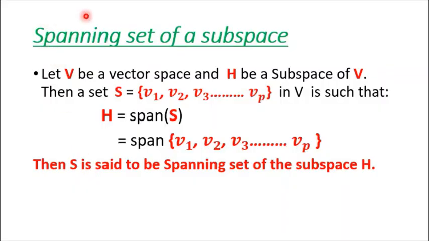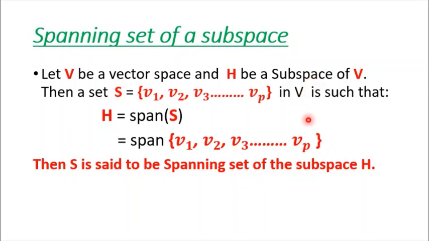Let us see what is spanning set of a subspace. Let V be a vector space and H is a subspace of V. Then a set S is equal to set containing V1, V2, V3 and so on Vp, some p number of vectors in V, the vector space V, such that H is equal to span of S. That means the subspace H is spanned by S, that is span of set containing V1, V2, V3 and so on Vp, these vectors. Then S is said to be a spanning set of the subspace H.